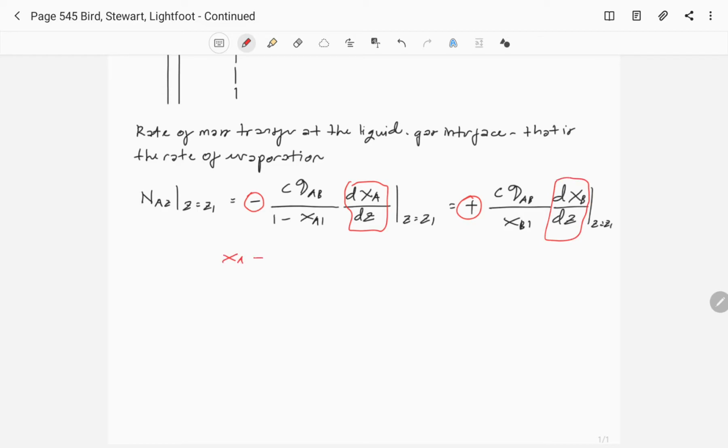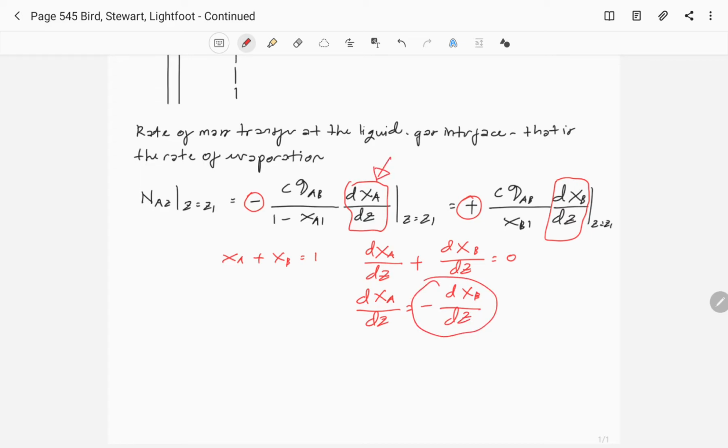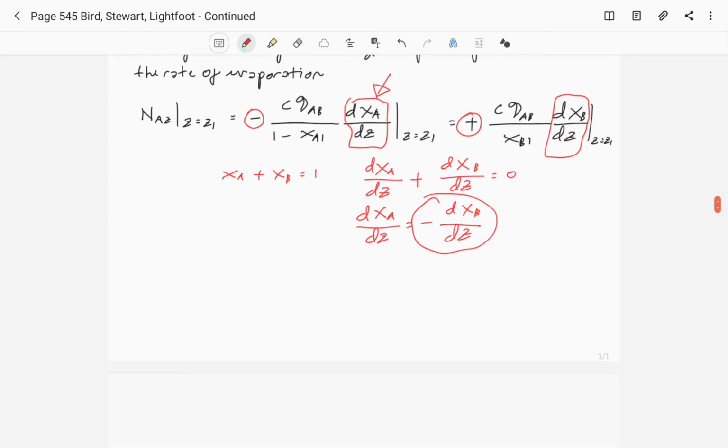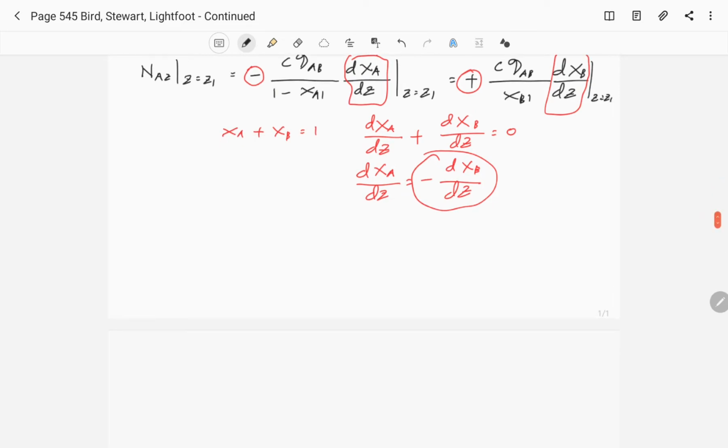As you know, XA plus XB should be equal to 1. So if we differentiate that, dXA over dZ plus dXB over dZ equals 0, then what you essentially have is that dXA over dZ should be equal to minus dXB over dZ. So if you substitute this to replace this term in here, then of course minus multiplied by minus will be equal to plus. That's very important for you to derive all these things yourself, so that you can understand everything and also brush up your skill in mathematical derivations.